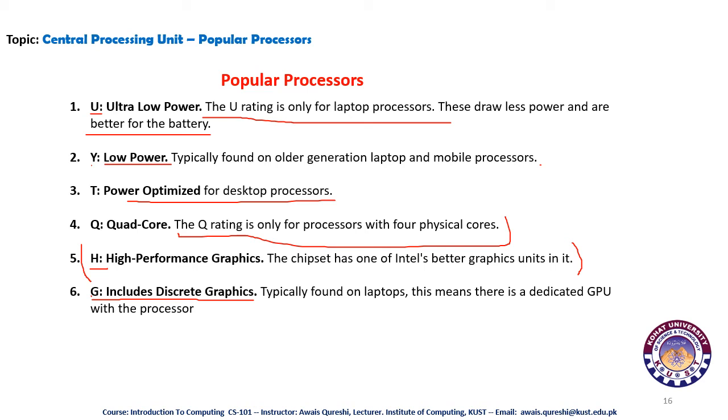And then there is also G, which includes discrete graphics, typically found on laptops. This means there is a dedicated GPU. One is called the GPU and the other one is called the CPU. Nowadays laptops and desktops are coming with two combinations, either CPU and GPU both, or as separate units as well.